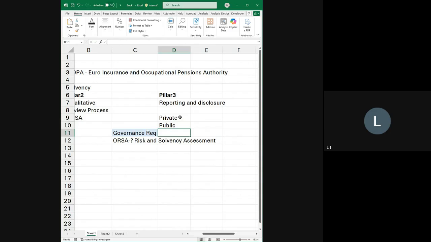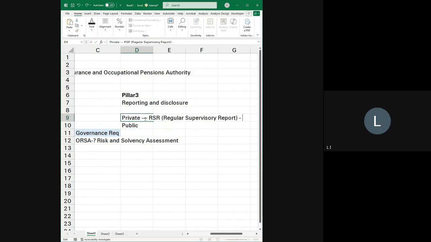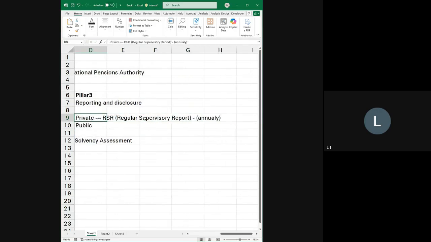Now, when it comes to the private reporting, which does not need to be made public to the wide population, that involves something called the RSR, which is the Regular Supervisory Report. This Regular Supervisory Report must be submitted annually. So it has a periodical element attached to it, that you're submitting this report at least annually.